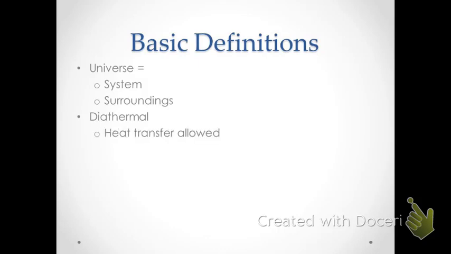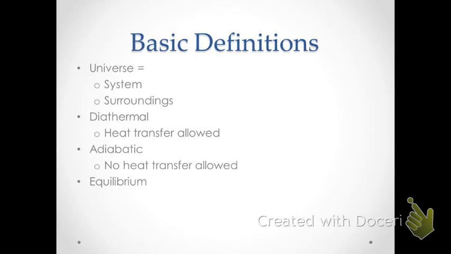Diathermal refers to a situation in which heat transfer is allowed. For example, we have two containers in contact that allows heat to be transferred through the walls of those containers. Those walls are said to be diathermal. Adiabatic refers to a situation when no heat transfer is allowed at all, and this would be something where we have a system in an insulated container and we do not see any heat transfer with the surroundings at all.